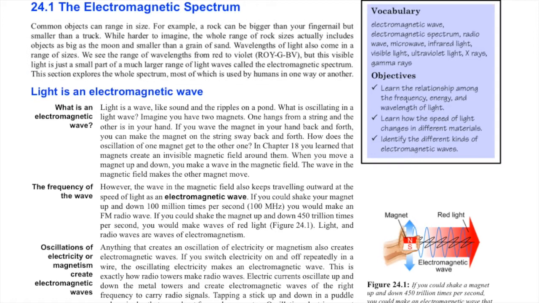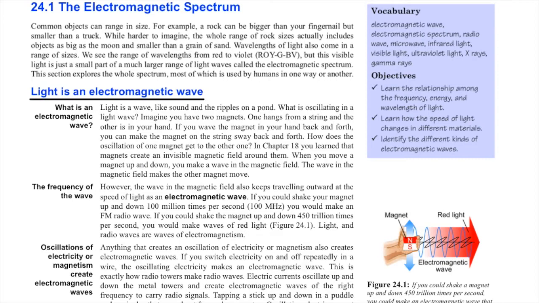The vocabulary we will use in this chapter is electromagnetic wave, electromagnetic spectrum, radio wave, microwave, infrared light, visible light, ultraviolet light, X-rays, and gamma rays. The objectives are to learn about the relationship among the frequency, energy, and wavelength of light, to learn how the speed of light changes in different materials, and to identify the different kinds of electromagnetic waves.